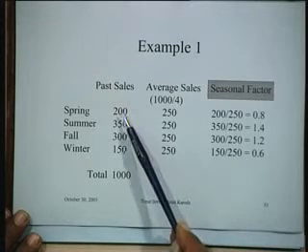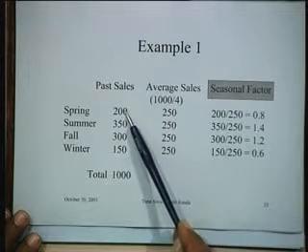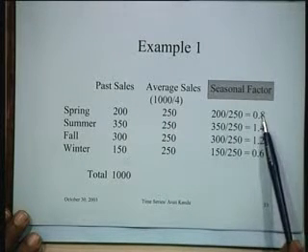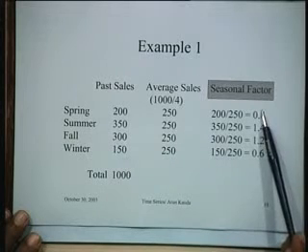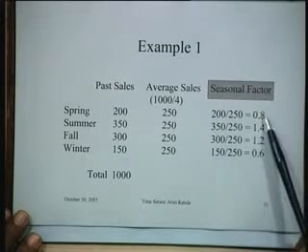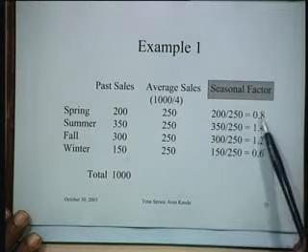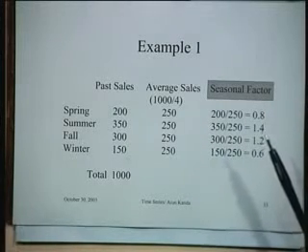So what you can do is actual demand divided by the average, right? 200 divided by 250 is actually 0.8. So this becomes the seasonality factor for spring. What it shows is that on the average, the demand during spring was 80% of the average demand. That's what it shows, nothing else.